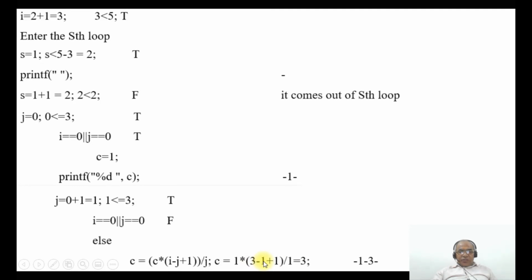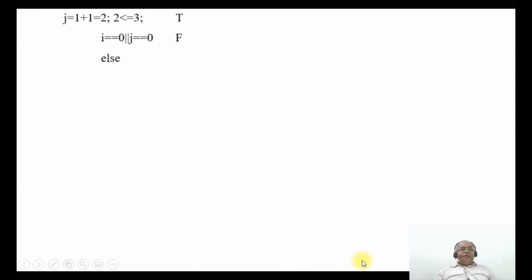So 3 minus 1 is 2, 2 plus 1 becomes 3, 3 by 1 becomes 3, and it gives 1 space. Then j is equal to 1 plus 1, it becomes 2. This 2 is less than or equal to 3.